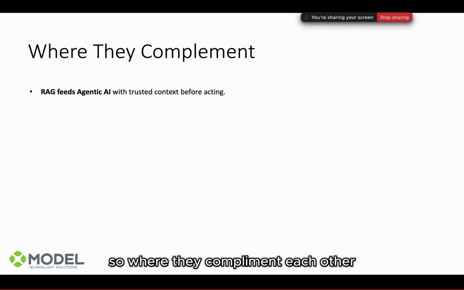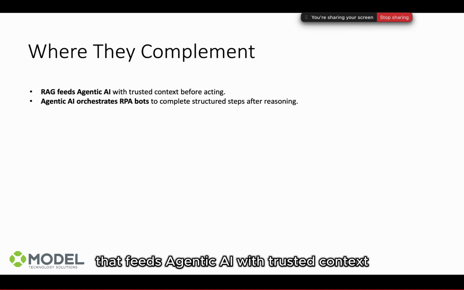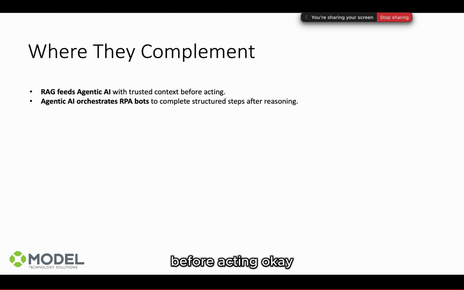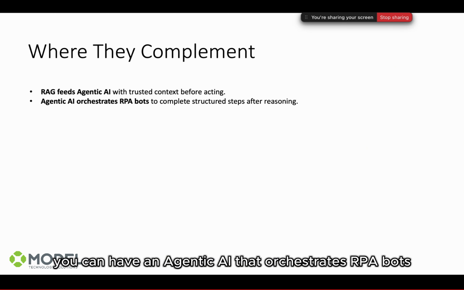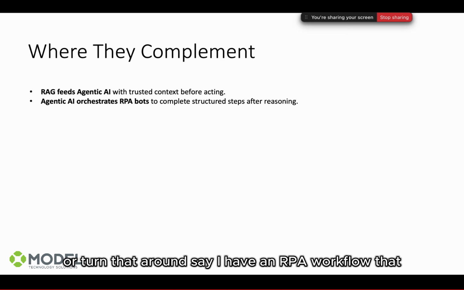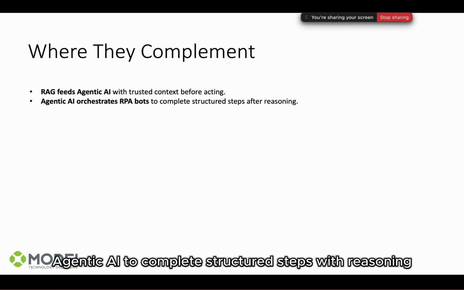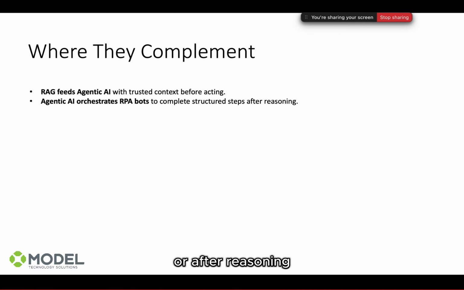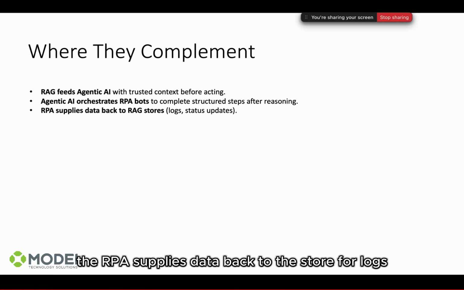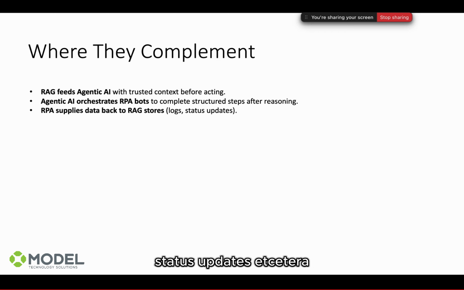So, where they complement each other: you can have a RAG system that feeds agentic AI with trusted context before acting. You can have an agentic AI that orchestrates RPA bots, or turn that around and say I have an RPA workflow that orchestrates agentic AI to complete structured steps with reasoning or after reasoning. The RPA supplies data back to the store for logs, status updates, etc.